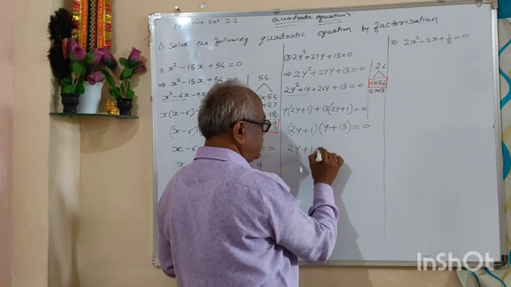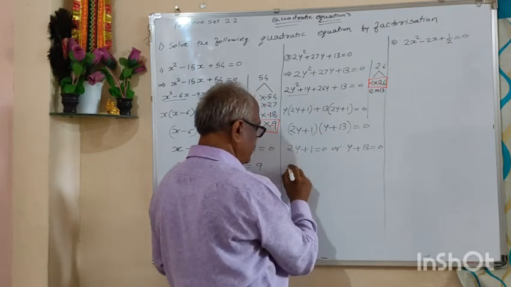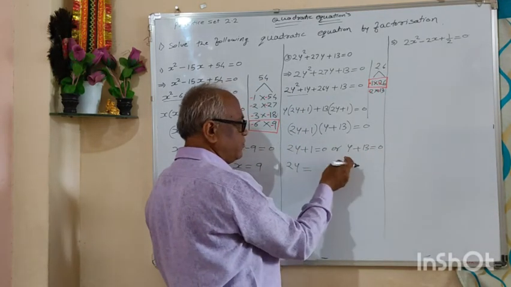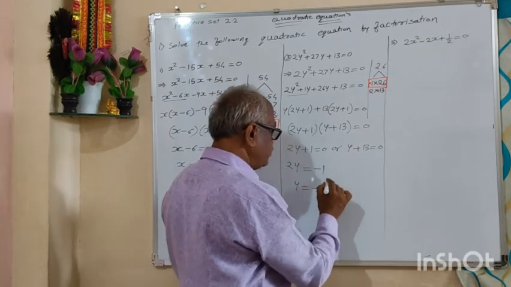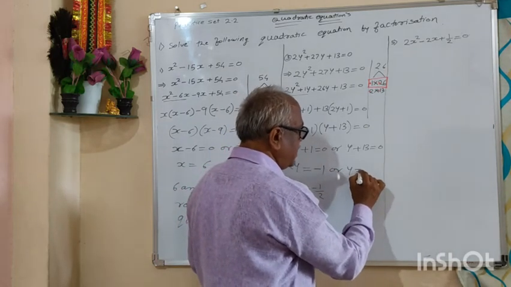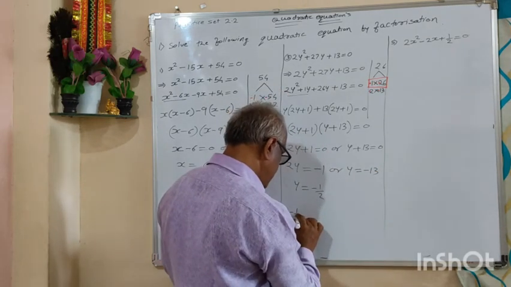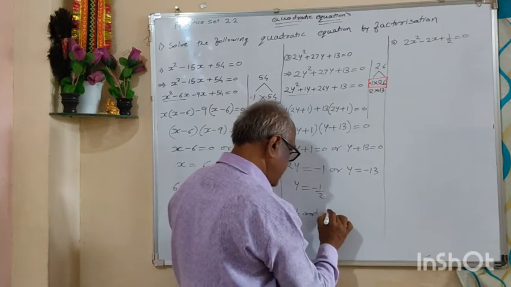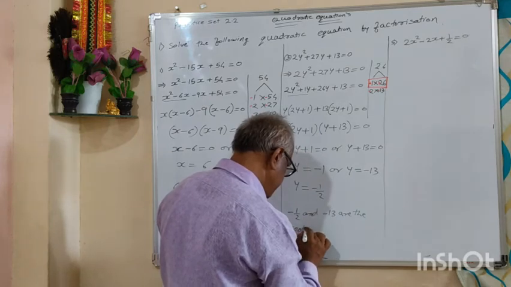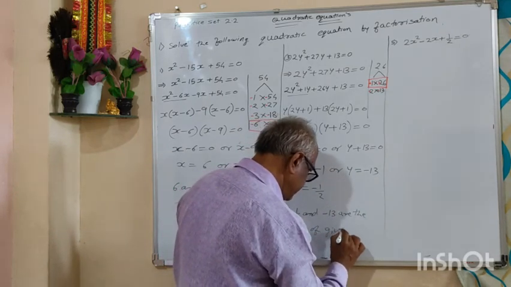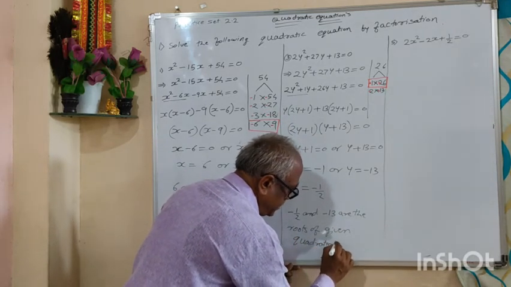2y plus 1 is equal to 0, or y plus 13 is equal to 0. That is 2y is equal to plus 1 shifted to the other side, it becomes minus 1. Then y is equal to minus 1 upon 2. Or y is equal to plus 13 shifted to the other side, it becomes minus 13. That means minus 1 upon 2 and minus 13 are the roots of the given quadratic equation.